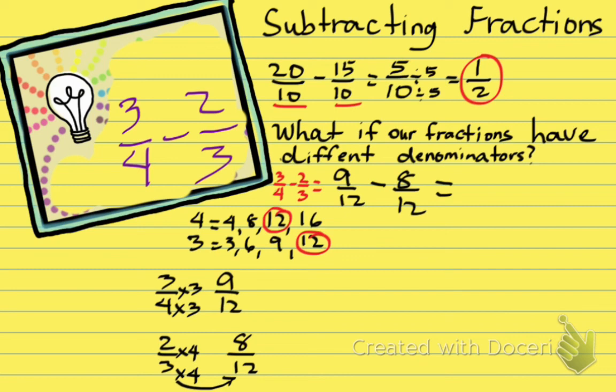Now you can subtract 9, take away 8, equals 1. And just simply copy the denominator, which is 12. And there you go, you have your final answer, 1 over 12. So it's very easy to subtract fractions with different denominators. First, you have to find the lowest common multiple of the two denominators. And then second, you just convert the same conversion used to change the denominator.